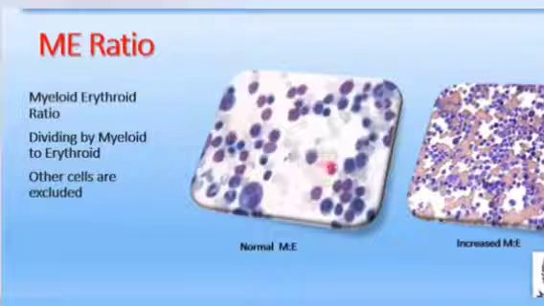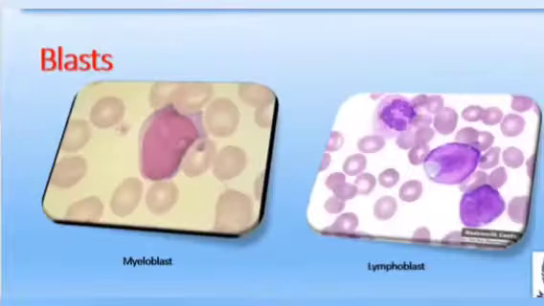This is a normal ME ratio, myeloid to erythroid ratio, and this is an increased ME ratio. The myeloid to erythroid ratio is very highly increased here.